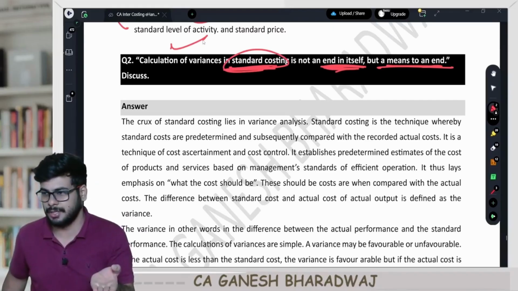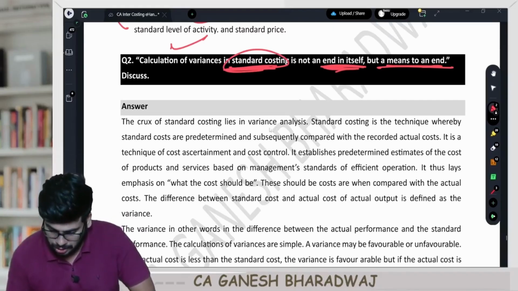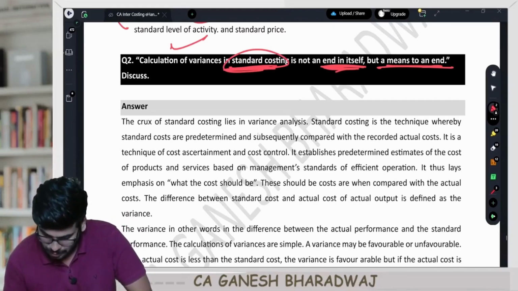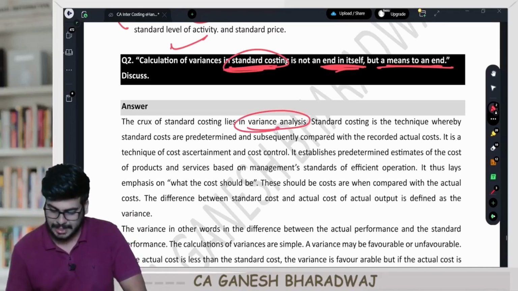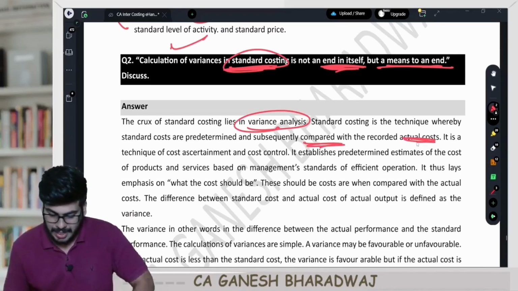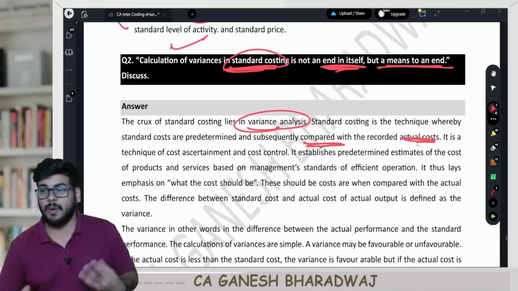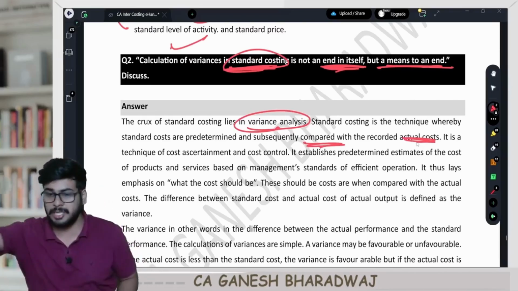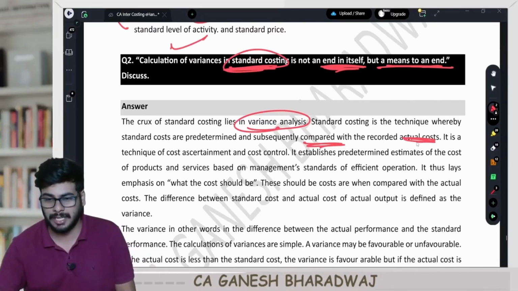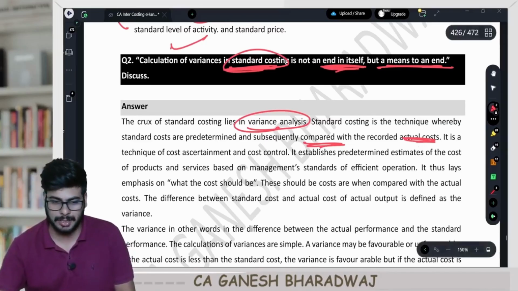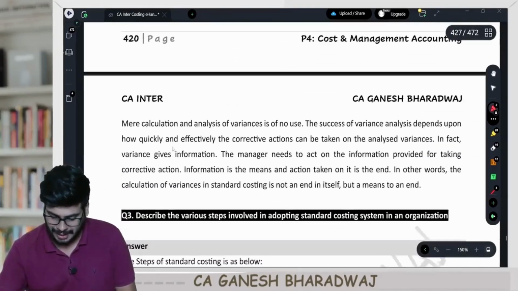Are you clear with this? So the crux of standard costing lies in what? In the variance analysis, where you can compare it with the actuals. Now with this variance, you need to analyze the performance, and the corrections need to be made in the future. Only then you will get the benefit out of it. Are you clear with this, guys? Fine. That's what they have given here.